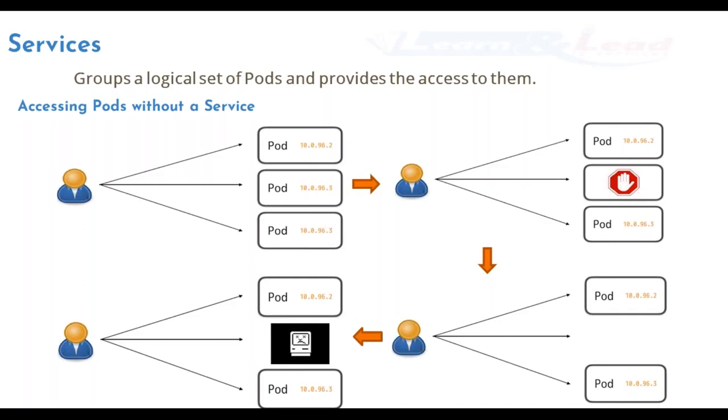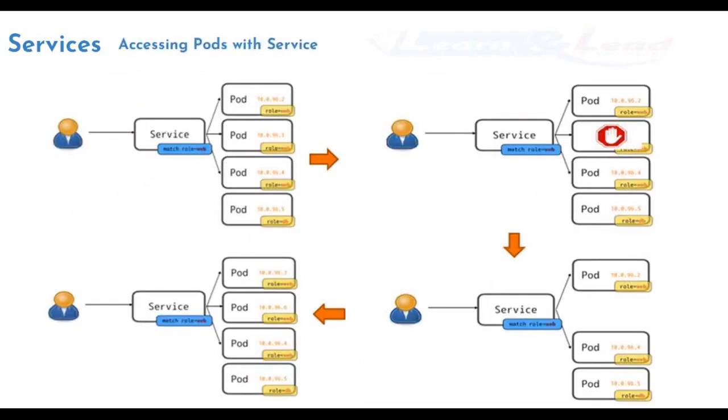Now, how exactly we should do it is that we should create a service. The service here acts as a load balancer in front of the pods. Just like, this service will send a request to all the pods in the backend that have a role called web. So I send a request to the service, and the service can forward the request to a number of pods in the backend.